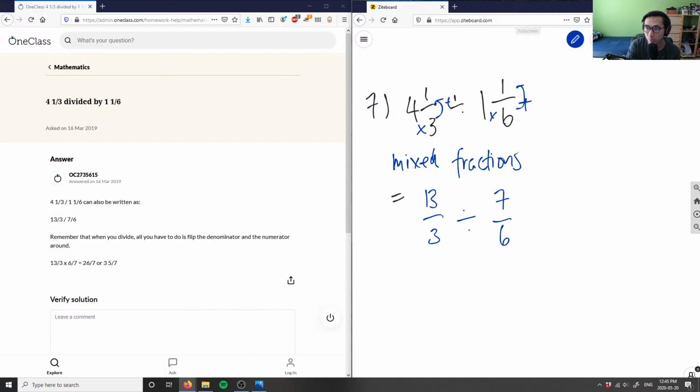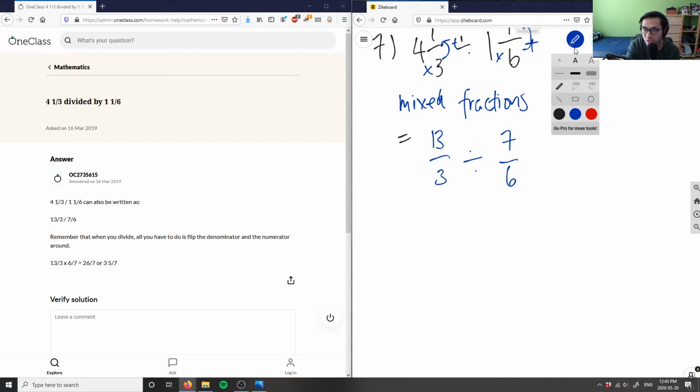And when we're dividing fractions, we can simply change this to a multiplication question by multiplying by the reciprocal. So we have 13 over 3. I'm changing my operation to multiply, and I'm simply going to flip the second fraction.